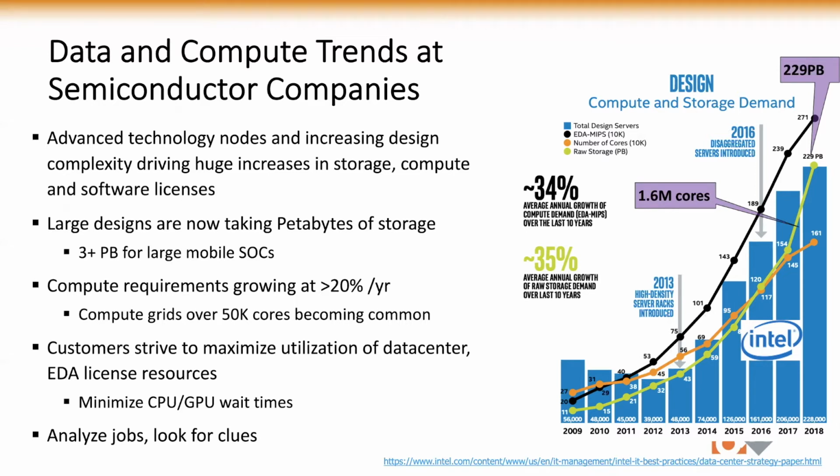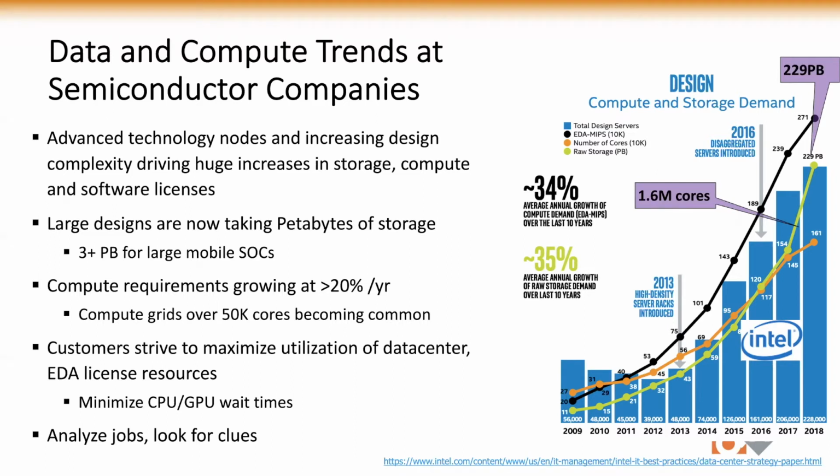If you take a look at the graph here on the right, this is from Intel, showing how their compute and storage needs have grown year over year, resulting in, in 2018 at least, up to 1.6 million cores in their compute grid and 229 petabytes. They have seen about a 35% annual growth. And while Intel is probably an outlier, it is in line with what we hear from other customers.